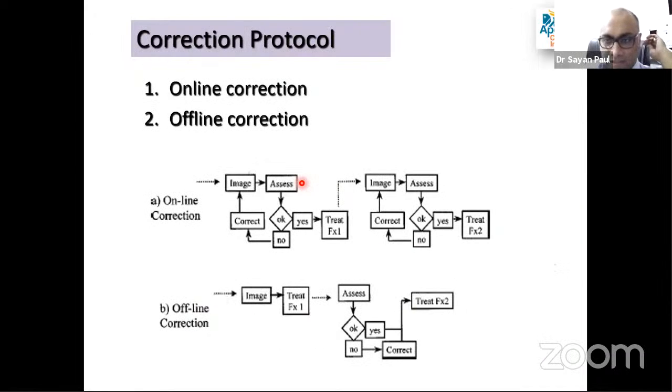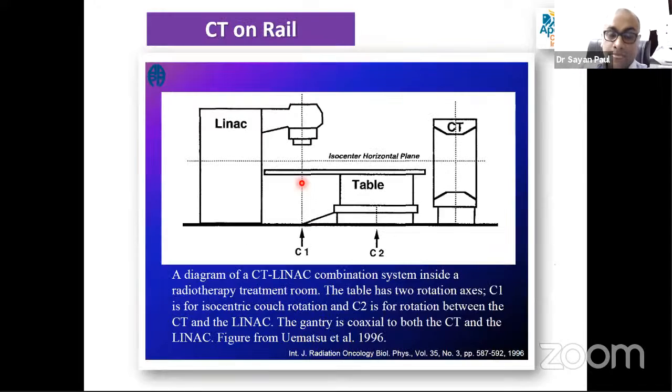You want to correct it on that treatment delivery, that is called online correction. Or if you don't want to do it, you analyze the image after you deliver the first day's treatment. And if you find that the shifts are not acceptable, then you can correct that before the second fraction. Or if you feel it is okay, then you can go ahead with your treatment. That is called offline correction.